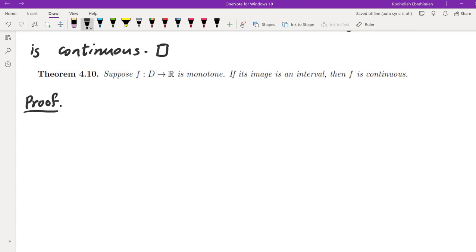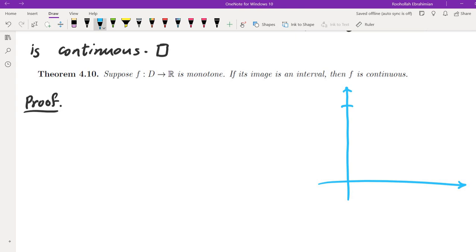Okay, suppose f from D to R is monotone. If its image is an interval, then f is continuous. So let's see what the theorem tells us and why it would make sense. We have a monotone function. Notice that this one is not necessarily strictly monotone. It could be just any monotone function. But what we do know is that the image is an interval.